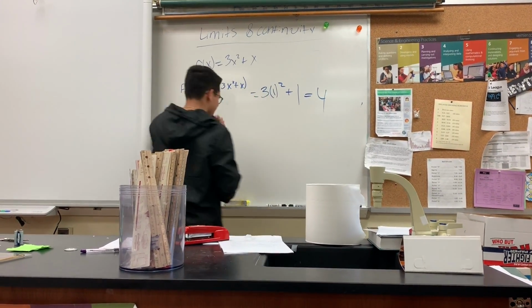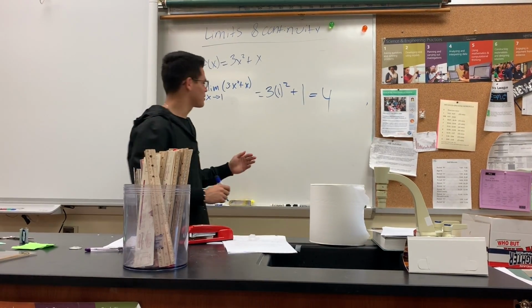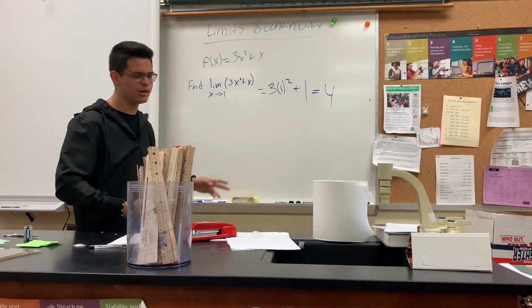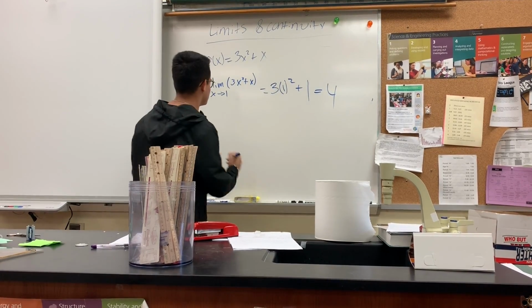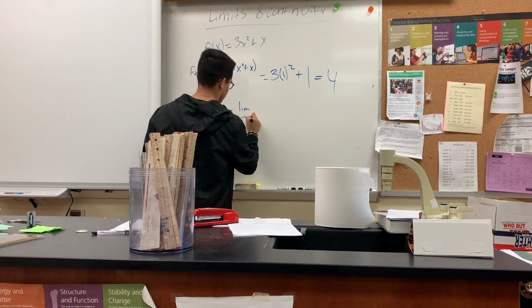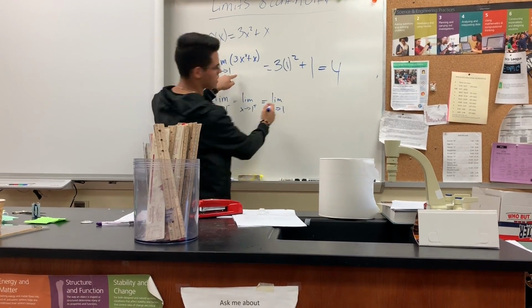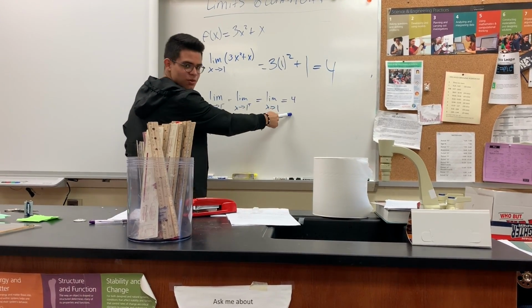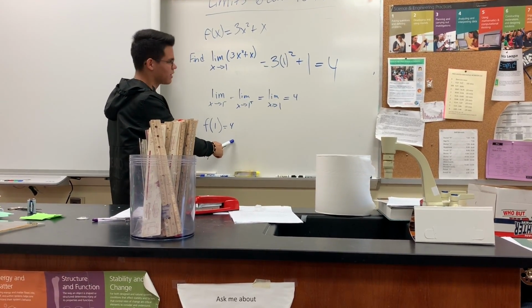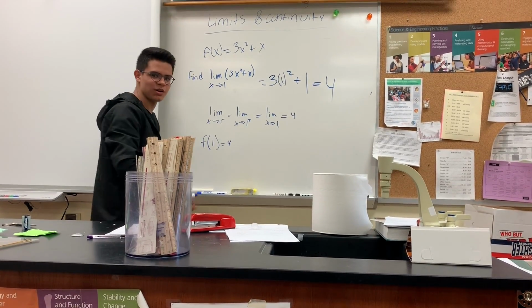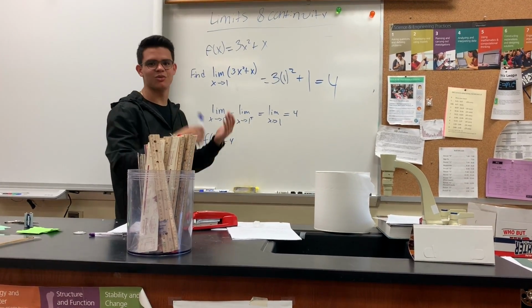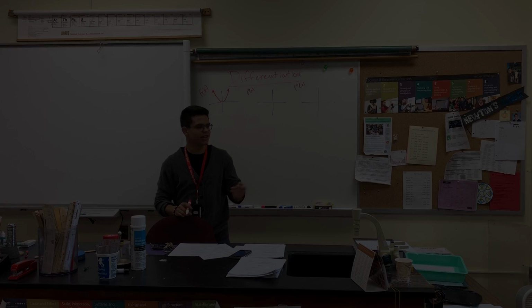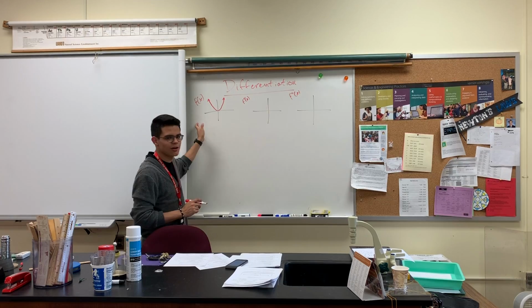Class, just one last thing, just to prove the continuity of a function. So a function is continuous when, since the limit as x approaches 1 from both sides is 4, and f of 1 is also equal to 4, then the function is continuous at x equals 1. If any of these were not equal, then the function would not be continuous. Yay! Crazy calculus.